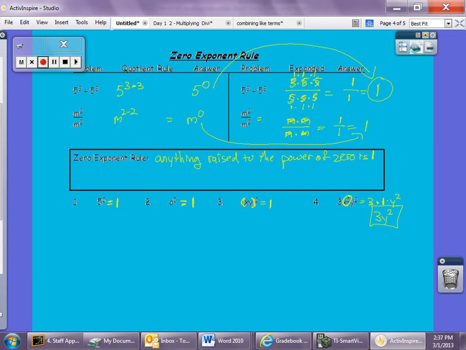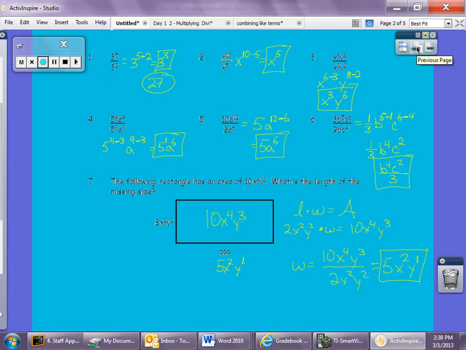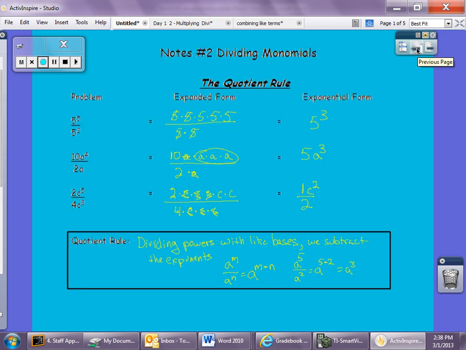So we looked at the zero exponent rule. We looked at the negative exponent rule, where we take the reciprocal, or if it's in the numerator, we move it to the denominator, and if it's in the denominator, we move it to the numerator. And then we looked at the quotient rule, where we just subtract the exponents. So that's notes number 2 with dividing monomials.